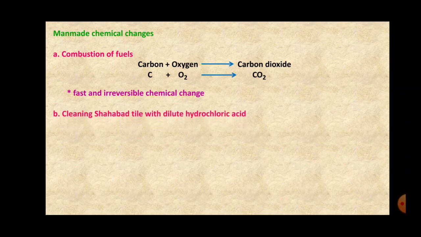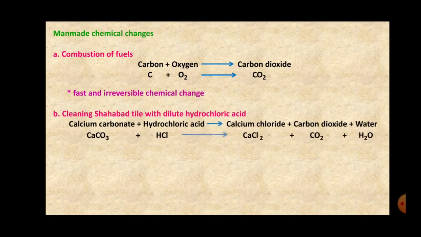The next man-made chemical change we are going to study is cleaning the Shahabad tile with dilute hydrochloric acid. The Shahabad tile is nothing but the marble stone, and it is calcium carbonate. The chemical name of Shahabad stone is calcium carbonate. Now, if we clean the calcium carbonate or the marble tile with hydrochloric acid, then we will see that new products are formed, which are calcium chloride, carbon dioxide and water.